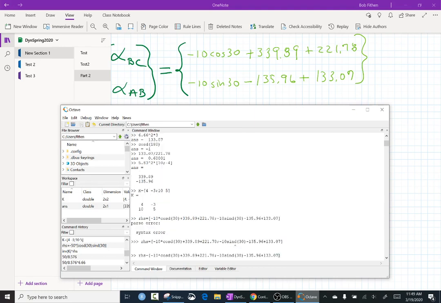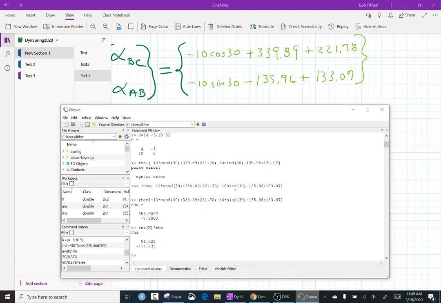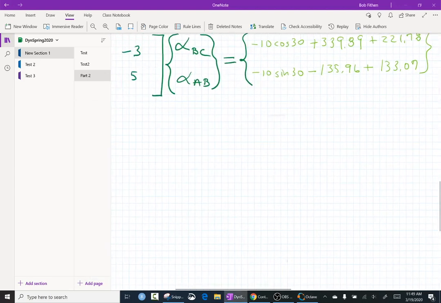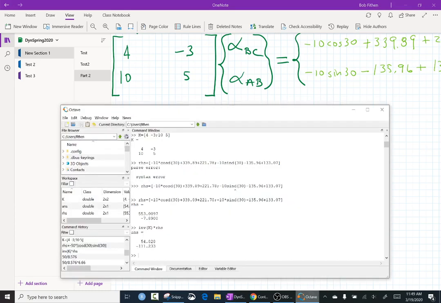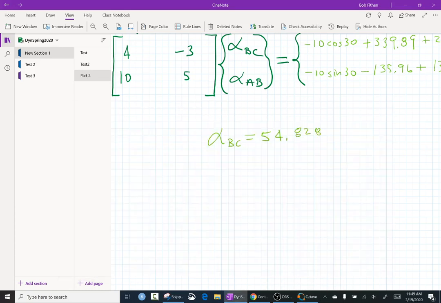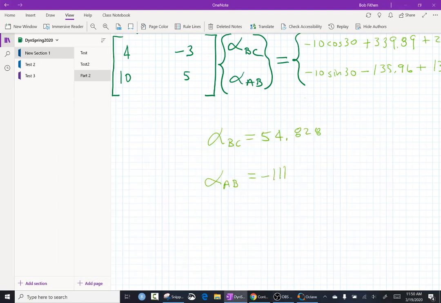And then what I'll do is invert K, multiply it times the right hand side, and I get alpha BC is equal to 54.828, and alpha AB equals minus 111.233.